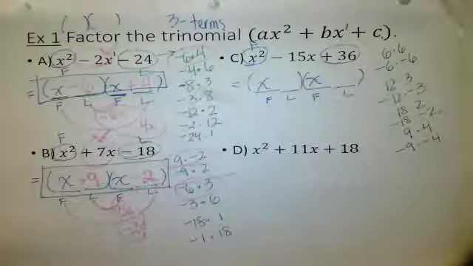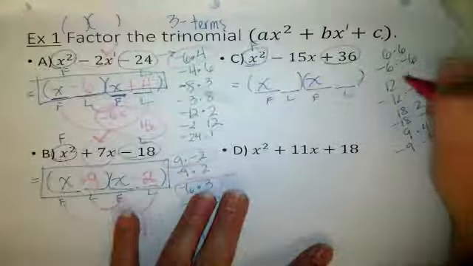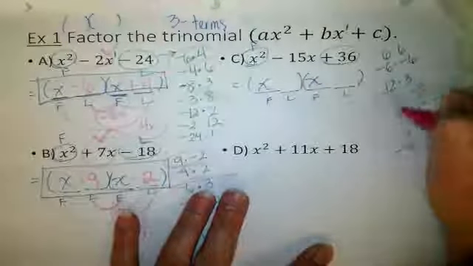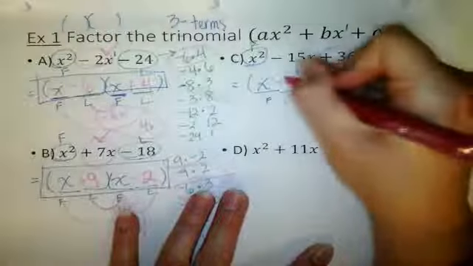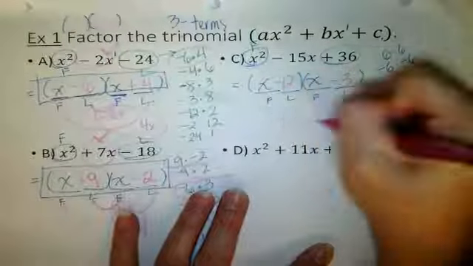Okay. Which pair of factors do you want to try? 12 and 3? Should we try 12 and 3 or negative 12 and negative 3? Negative 12 and negative 3. Let's use negative 12 times negative 3, and we're going to check the rainbow.